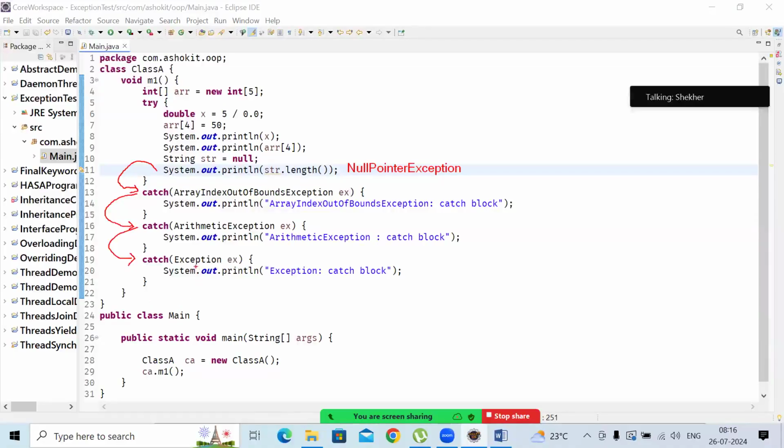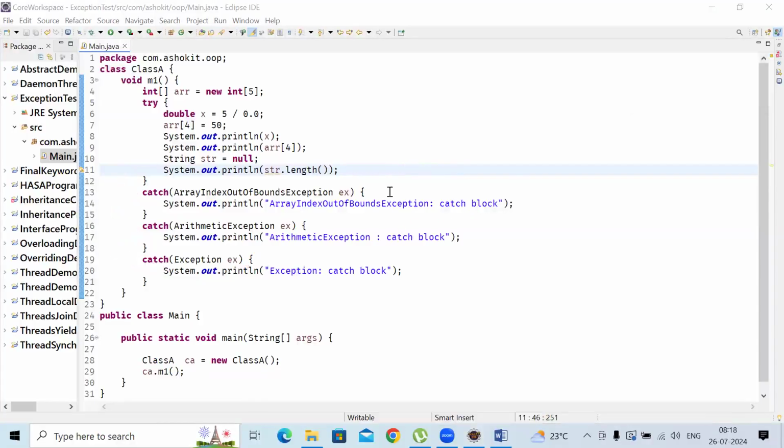Tell me, what's the parameter here? Exception. What is the exception raised in the try block? Null pointer exception. Tell me, does a null pointer exception match with this type, Exception? Yes, because Exception is the superclass, the parent class, for all checked and unchecked exceptions. It is matching. Now tell me, which catch block will execute out of these three? The Exception catch block, the last one, correct? Let's see.